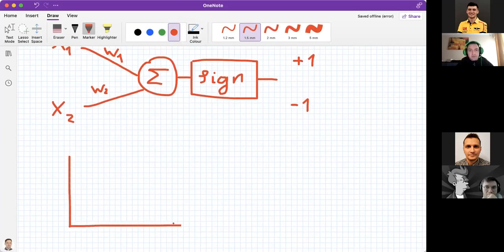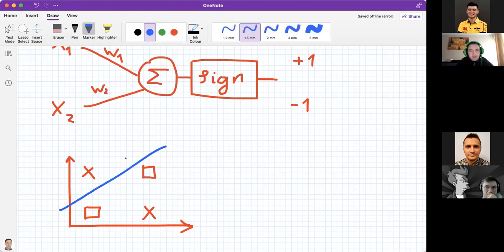Another example could be like this. This is the so-called XOR problem. We could introduce, for instance, here an X, here a box, here a box, and here an X. You can try to draw a line, but no matter how hard you try, you can't create a line which separates one from another.